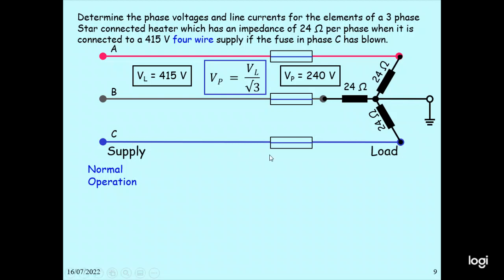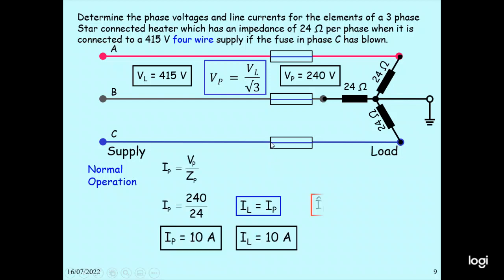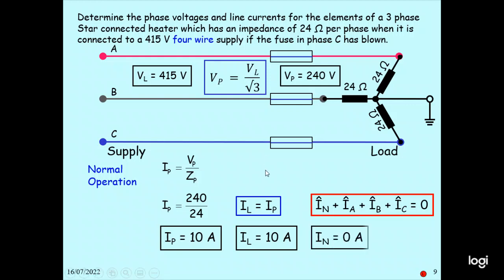So this is the normal operation. IB equals VB by ZB. So 240 by 24, you get 10 ampere. IA equals IB, so in this case IA equals 10 ampere. IA plus IB plus IC equals 0, so the neutral current is 0 ampere.